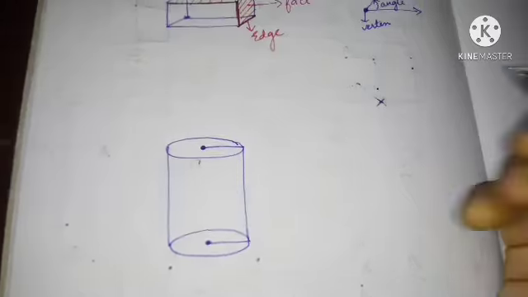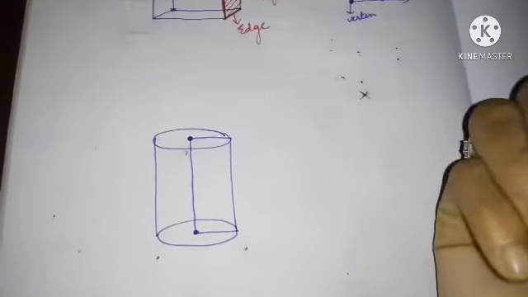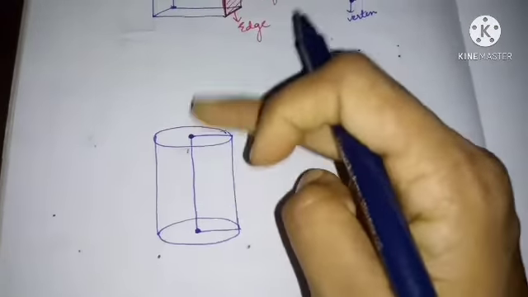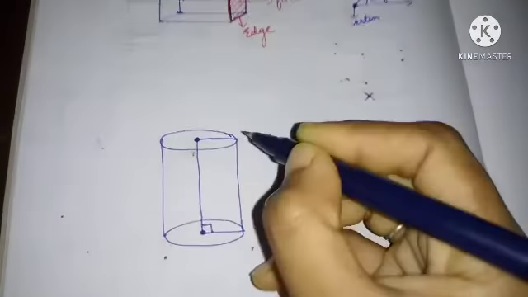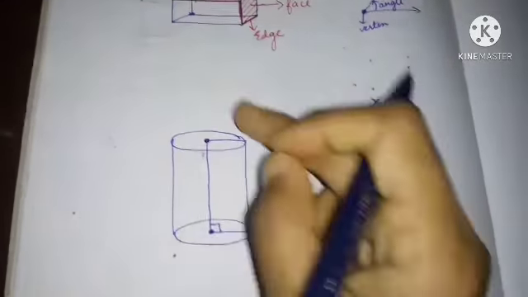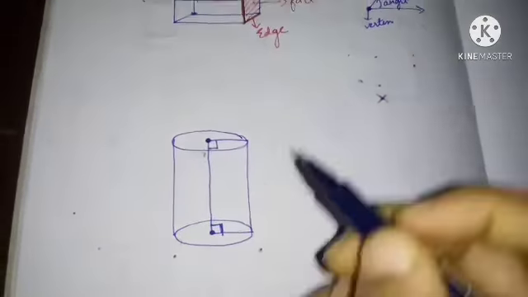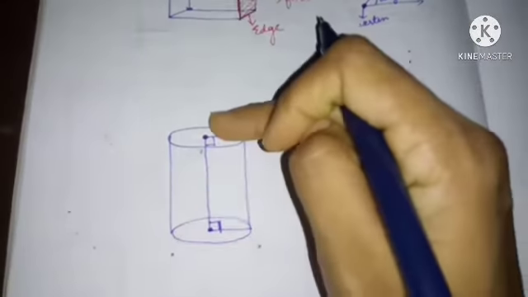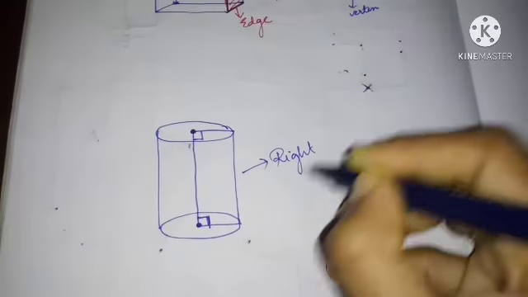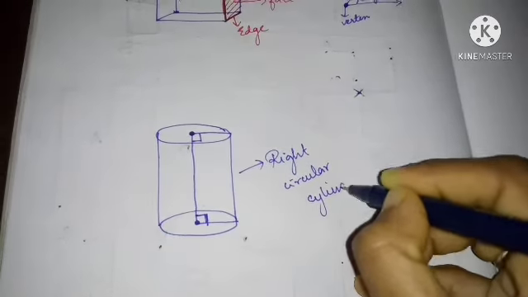Now the line segment joining two centers of the circle will form a perpendicular to the base, which means this is your base, down is your base. Perpendicular means what? It will form a 90 degree angle. So if the line segment joining two centers forms 90 degree, that cylinder is called a right circular cylinder. Okay, right circular cylinder.